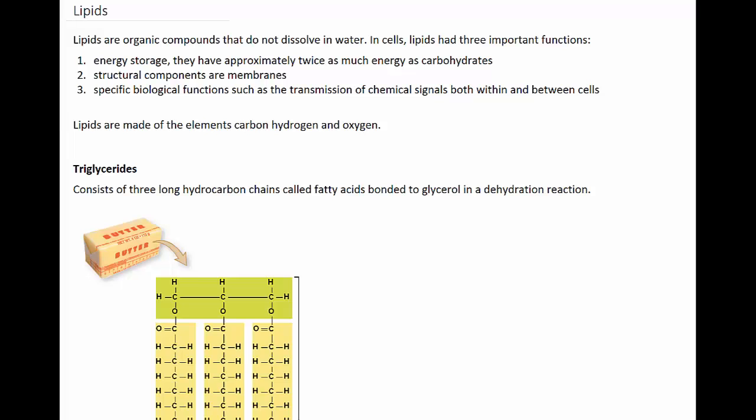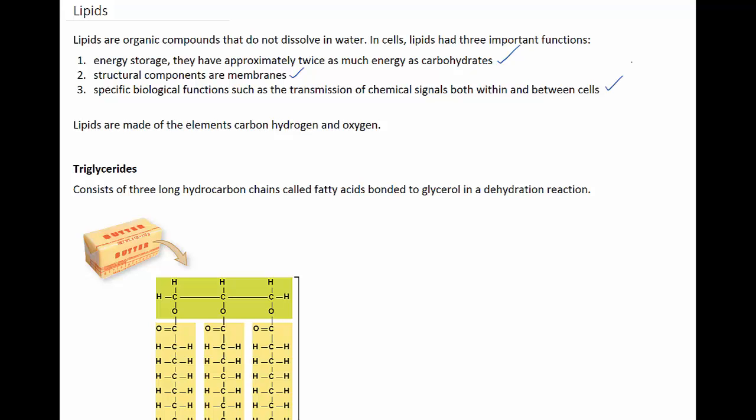Lipids are organic compounds that do not dissolve in water. In cells, lipids have three important functions, one of which is energy storage. In fact, they have about twice as much energy as carbohydrates. They also form a very important structural component of membranes, so membranes around cells, but also membranes around organelles.